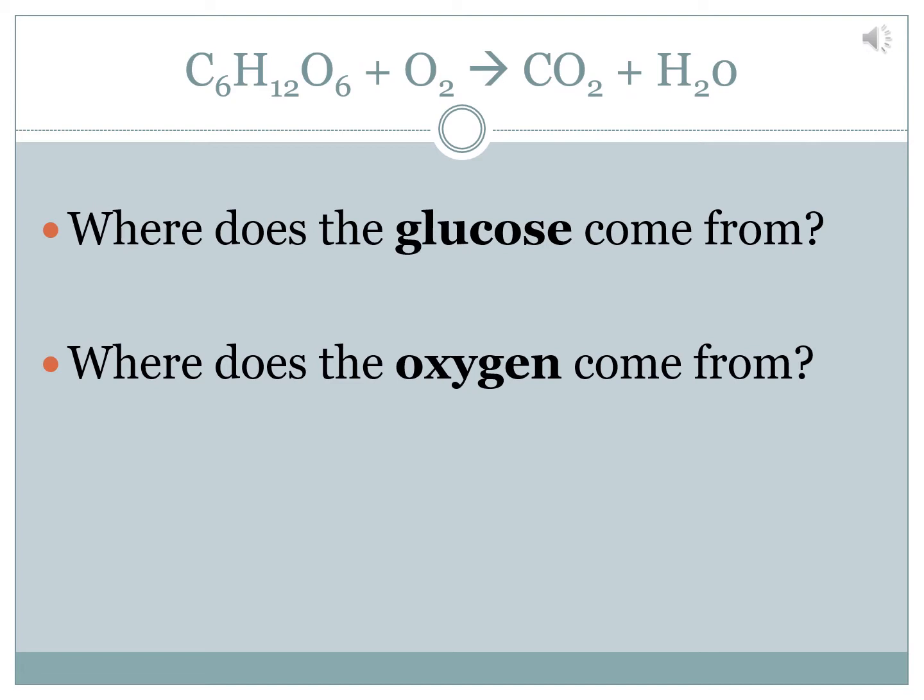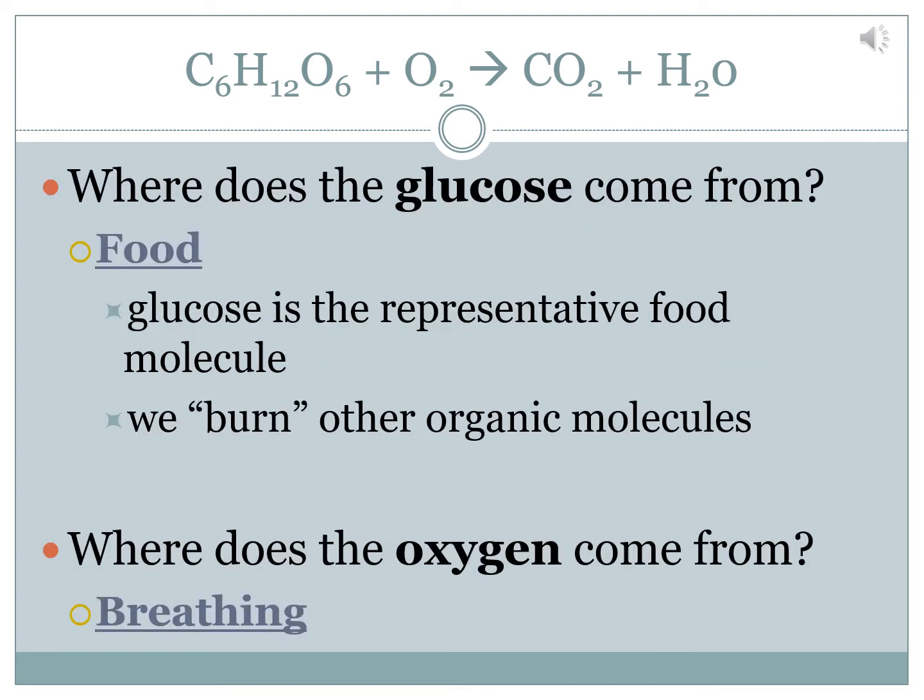Here again is the equation for cellular respiration. Glucose plus oxygen will yield carbon dioxide plus water. Some interesting questions here. Where does the glucose come from, and where does the oxygen come from? So where does the glucose come from? Well, of course it comes from your food.